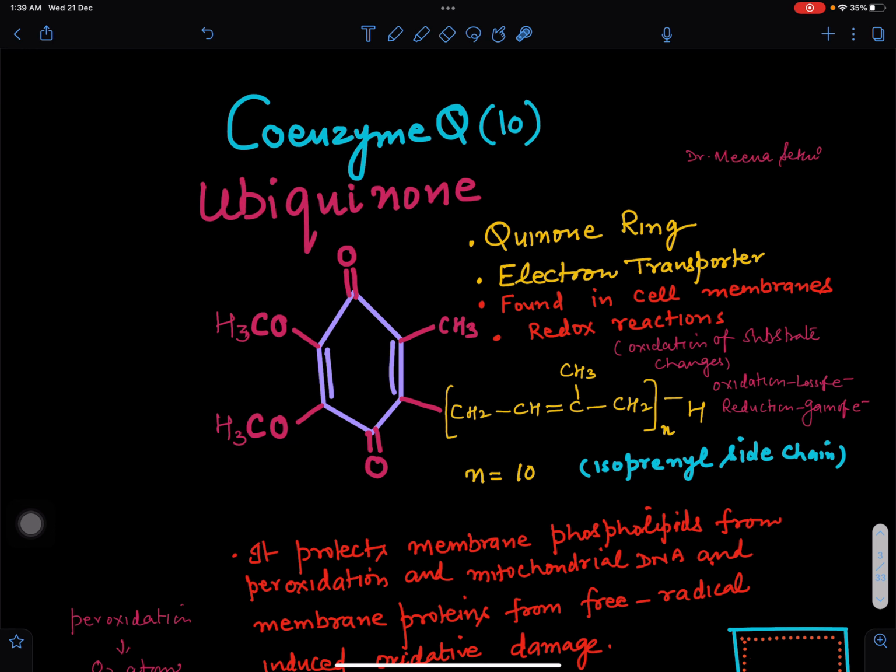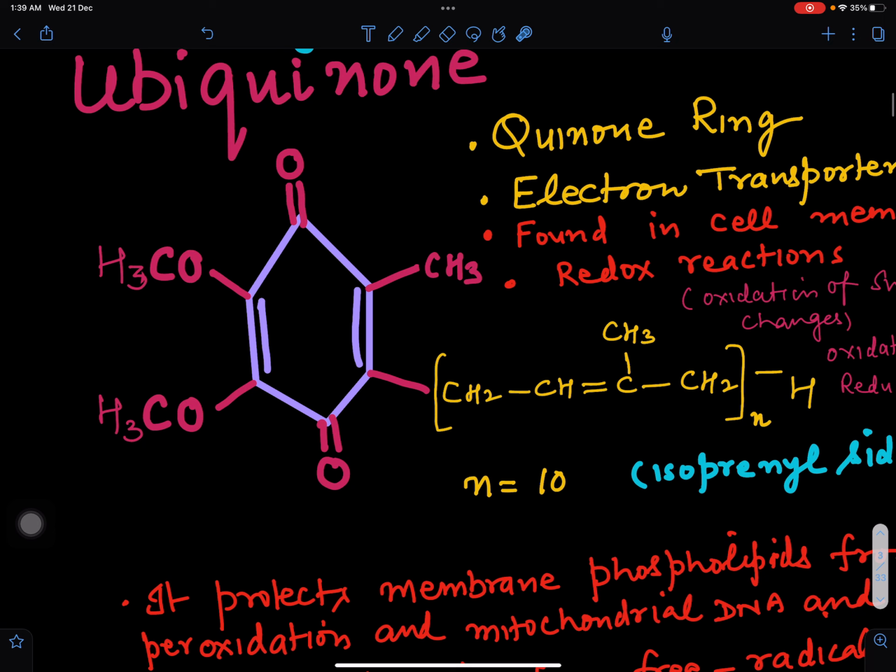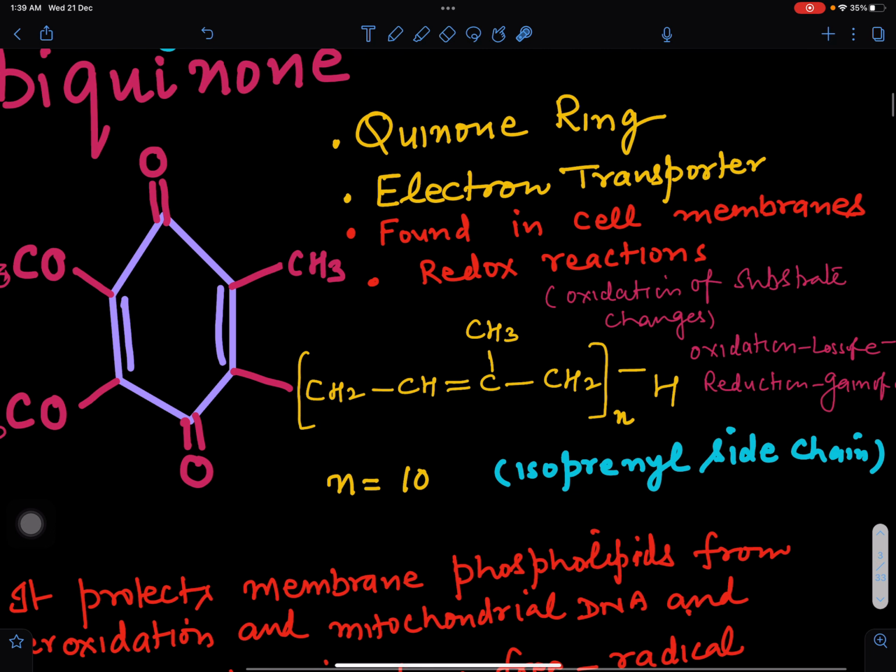If we see the structure, this is made up of a quinone ring. Now, this quinone ring is aromatic in nature. It is unsaturated, having double bonds. And here, at these places, two oxygens are attached by carbonyl bonds. And this is found in the cell membranes. This helps in transportation of the electrons. So, this is called an electron transporter.